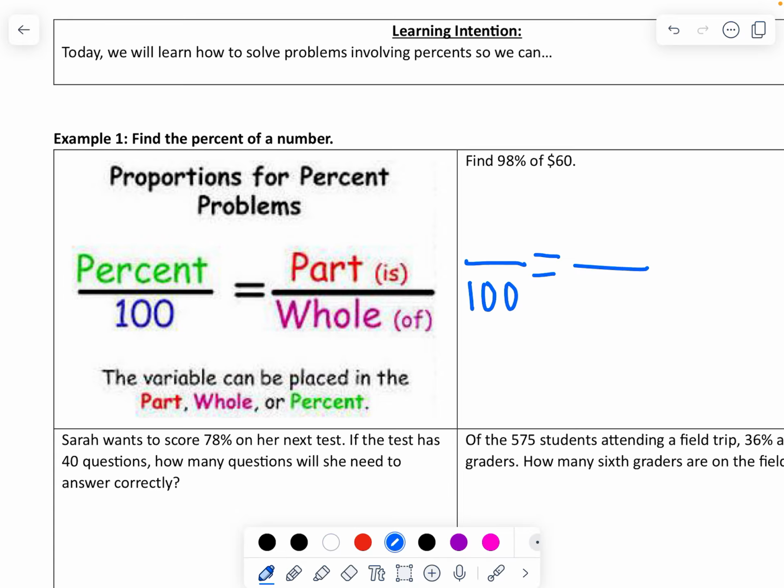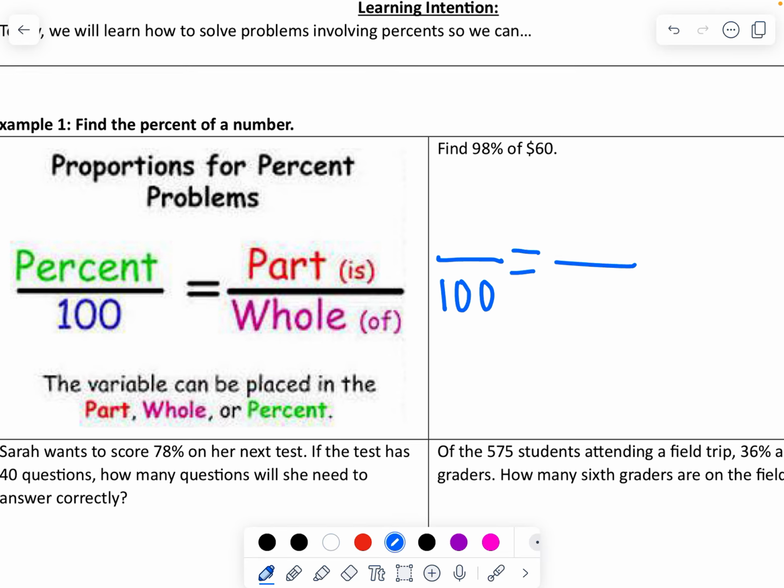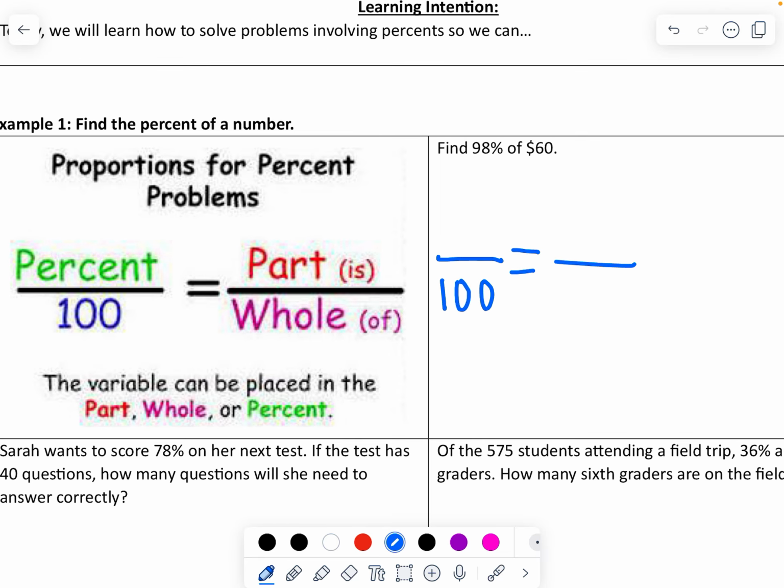Okay? So when we set up our proportion, the percent is always on top of 100. So the 98 goes above the 100 because that's the percent. And then our keyword here says of. It says of 60. And if we look over at the left, of means whole. So that means 60 is going to go in the bottom right because it's the whole and we're trying to find the part. Okay. So we're missing the part, so I'm going to put an x above the 60, and that's what we're missing.